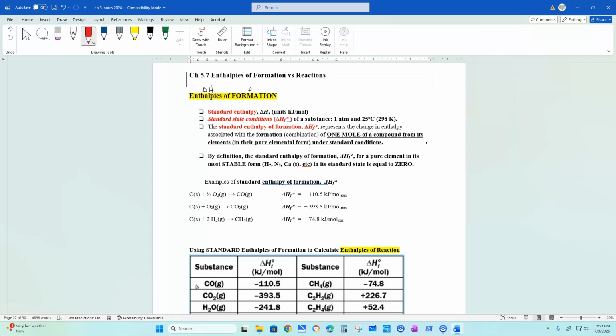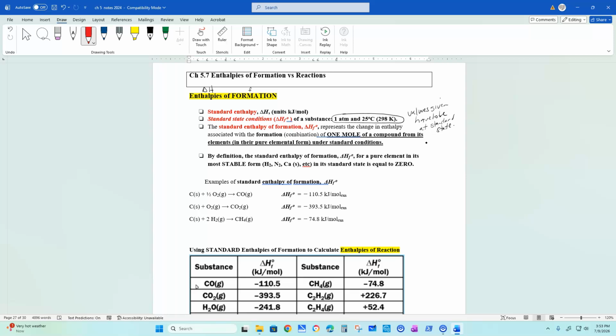So we already know standard enthalpy is delta H. The units are kilojoules per mole. The word standard actually means something. It's a set of conditions, which means all of the values that you're given have to be at a constant pressure, 1 atm, and at a constant temperature. So when they're talking about standard state conditions, the values given have to be at standard state, at that constant pressure and constant temperature.